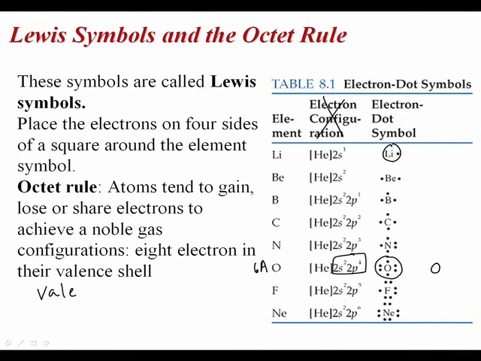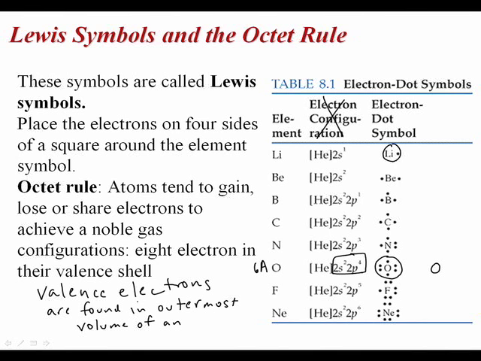Valence electrons are those found in the outermost volume of an atom. And these are the ones involved in bonding. So that's why we care about them. Bonding with other atoms.